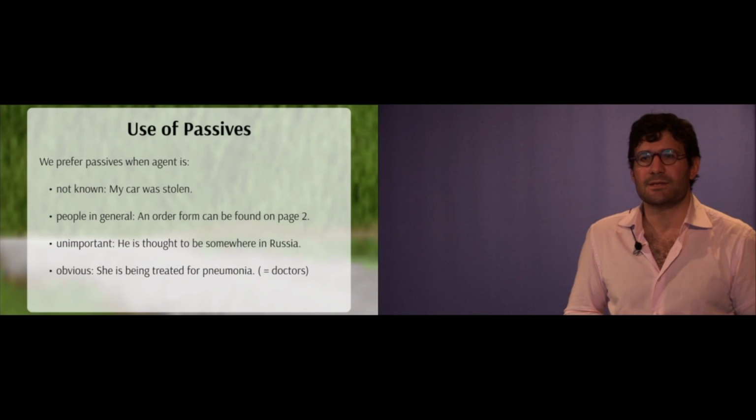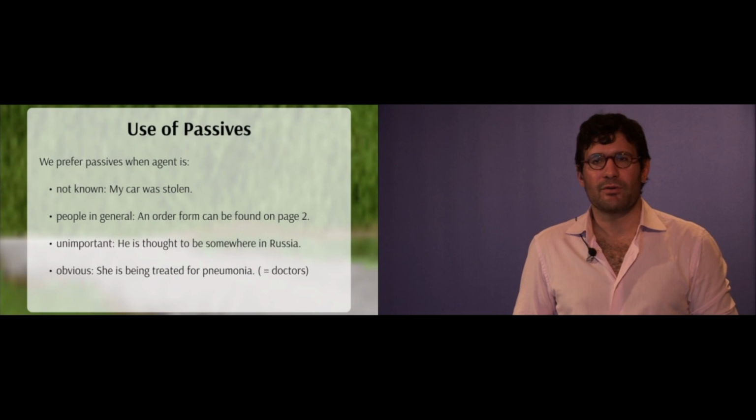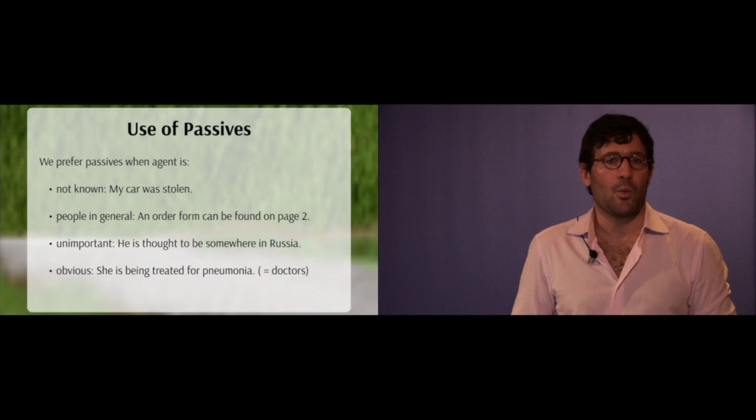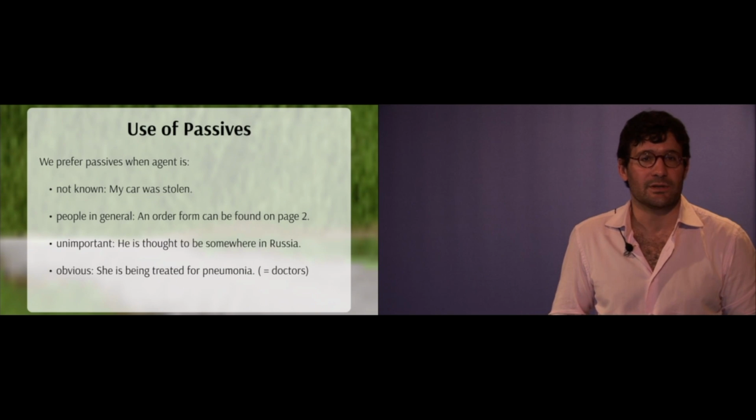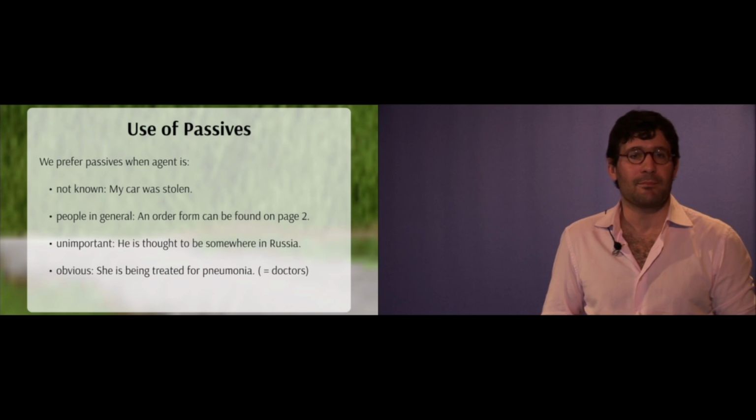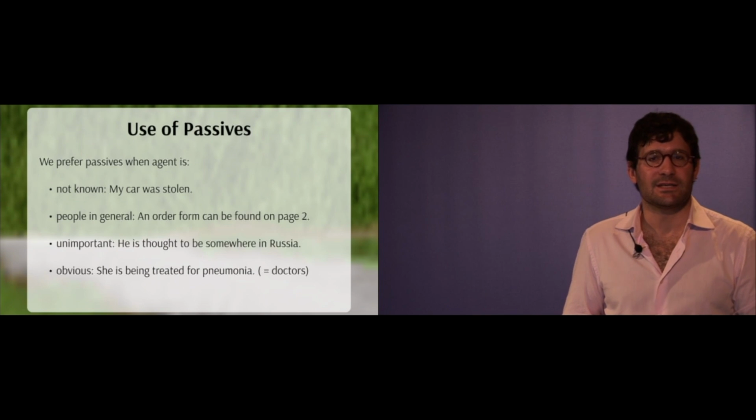Now, when do we use passive sentences? Well, we prefer passives when the agent is, one, not known, so my car was stolen. Who stole the car? I don't know, but my car was stolen, so the agent isn't known.